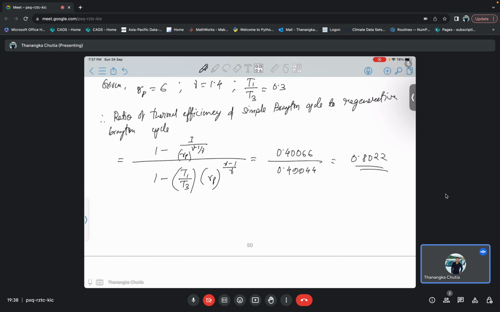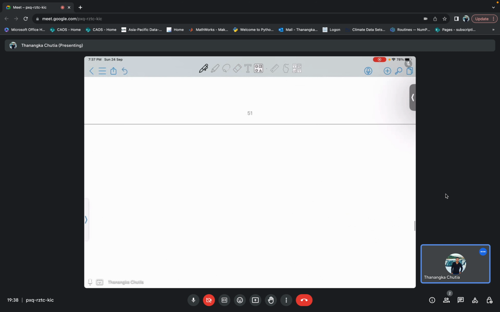That gives 0.8022. Okay, so since the ratio is less than 1, that means what? Therefore eta regenerative is greater than eta Brayton. So the simple Brayton cycle has a lesser efficiency than the regenerative cycle. Clear?